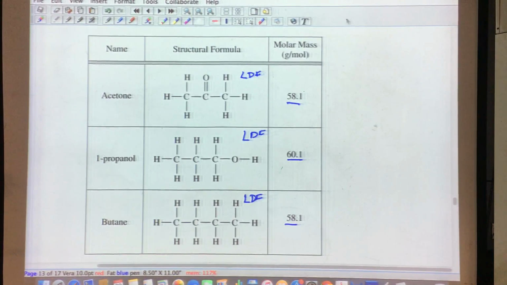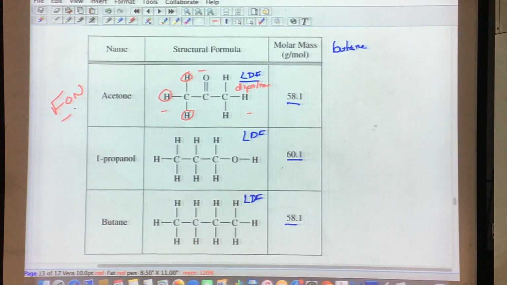So why is butane going to be the one that's lowest? Because it only has what? LDFs. Now what does acetone have? Acetone, with itself, has LDFs, but also has what? No. It has dipolar forces. What does that mean? It's got a negative end and probably a slight positive end. This is a polar molecule attracting. It does not have any H's that are bonded to a what? FON. It does not have any electron deficient H's.